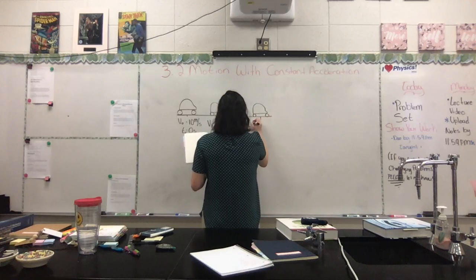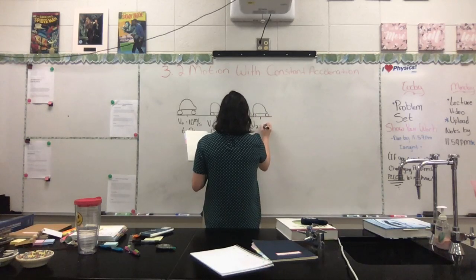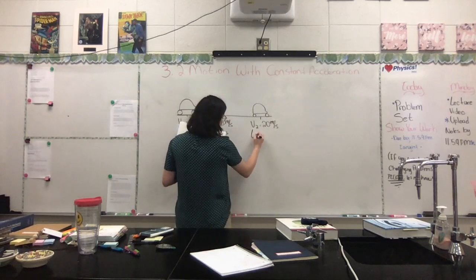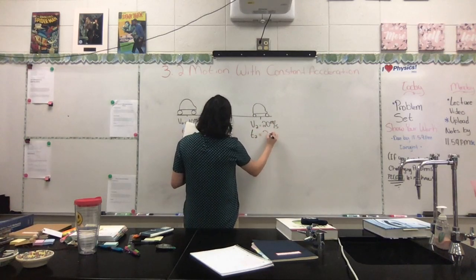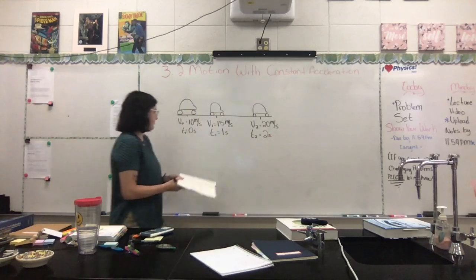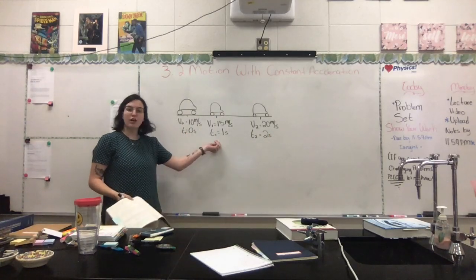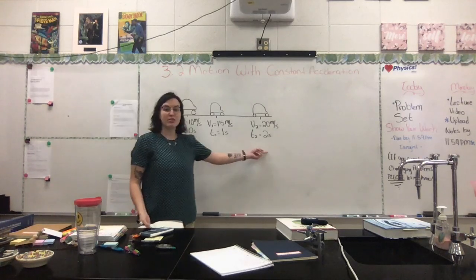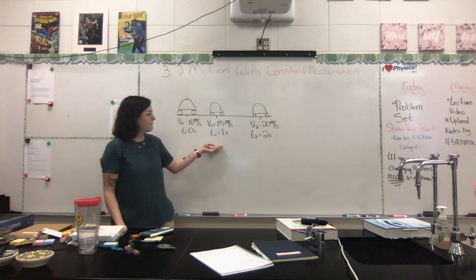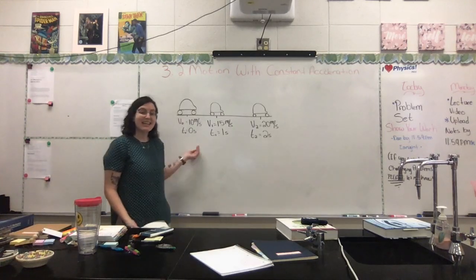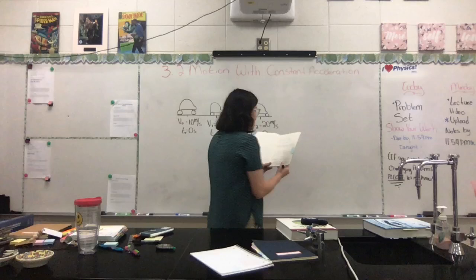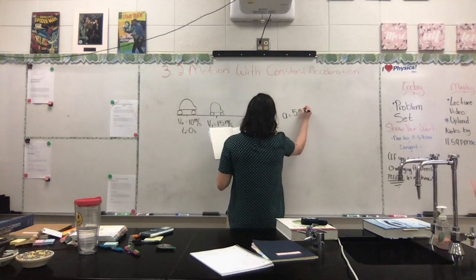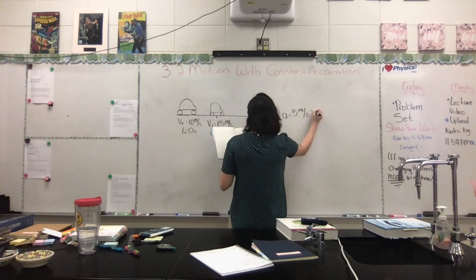Go a little bit further. Now we have v with the subscript 2 is going to be equal to 20 meters per second, and our time is going to be equal to 2 seconds. So each second, you'll notice our velocity is increasing by 5 meters per second. We go 10, 15, 20. So that means that our acceleration is equal to 5 meters per second squared.